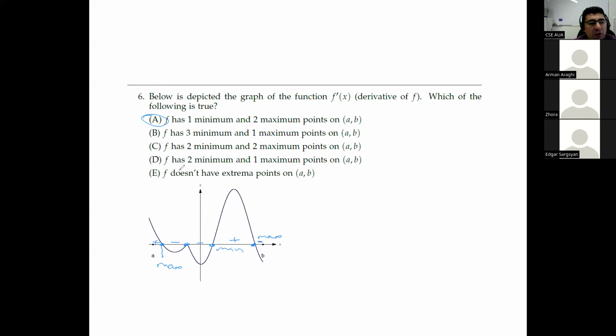Correct answer. Okay, once again, from the graph of the derivative, we can understand the sign of the derivative and zeros of the derivative. I have another question. Do we have points where the function is not differentiable? Is this a kink point?